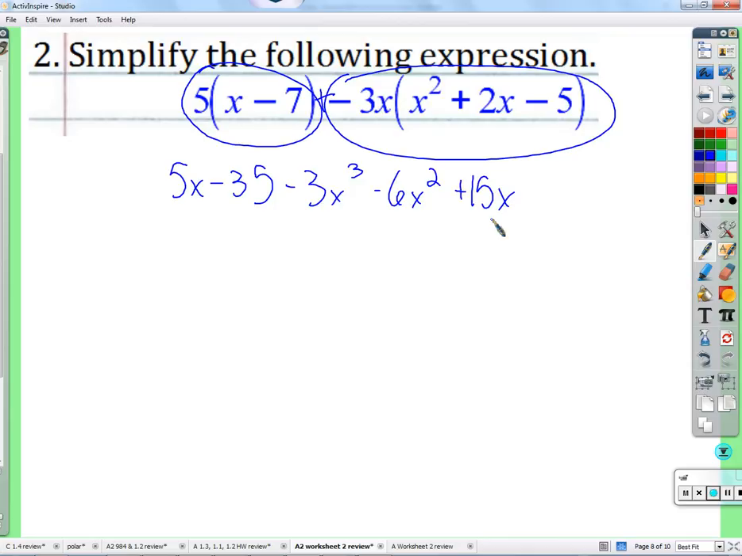Anything for common and like terms? You got negative 3x cubed. That's the only x cubed there is. Minus 6x squared. Got a 15x and a 5x, so 20x altogether. And we've got the constant of negative 35. Questions? Ready to move on?